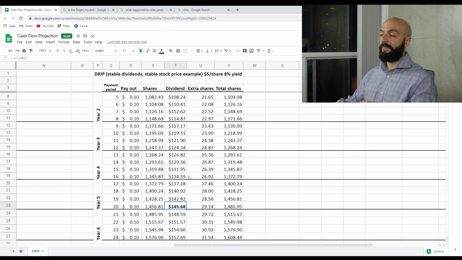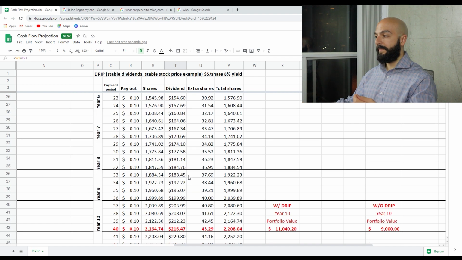Let's take this further. Everyone here should be a long-term investor. What if we invest for 10 years? Let's take a look at the 10-year example.